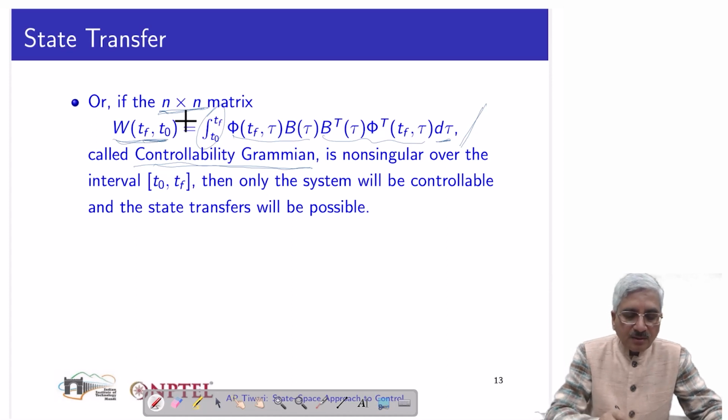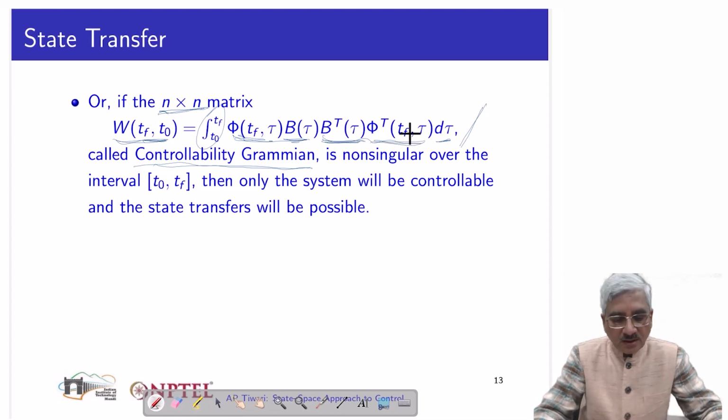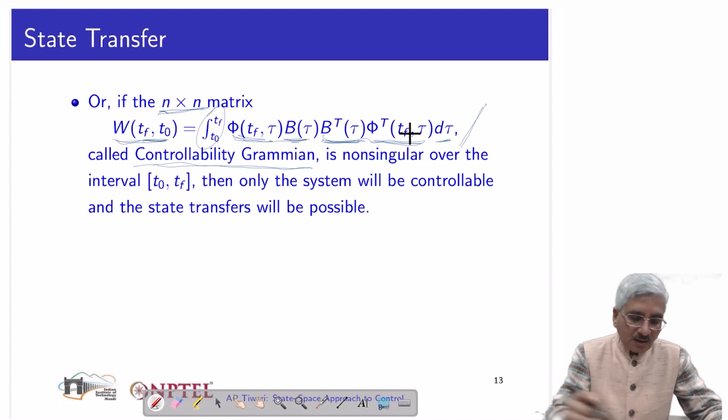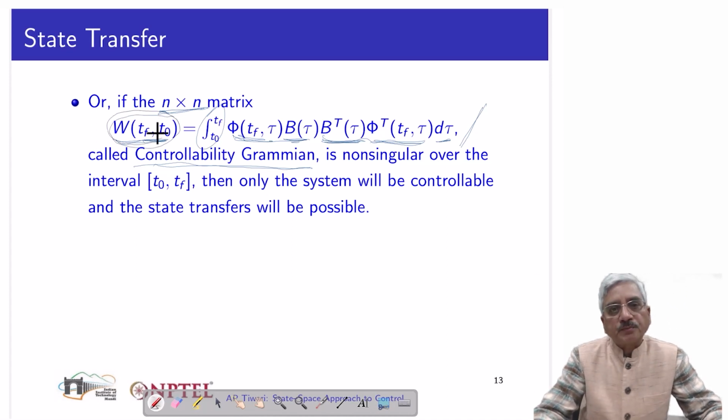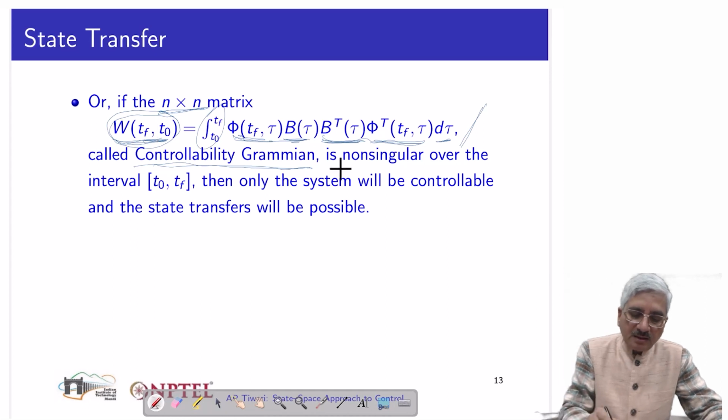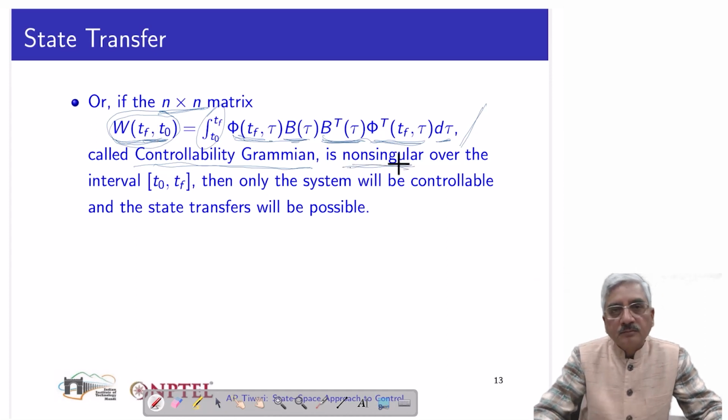So the state transition matrix of the system pre-multiplied with the input matrix, that multiplies the transpose of the input matrix and the transpose of the state transition matrix, the whole thing integrated between t0 to tf, gives the controllability Gramian matrix W. And if this matrix is non-singular, then the system will be controllable and all the state transfers will be possible.